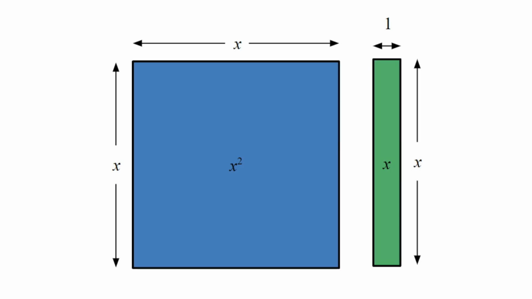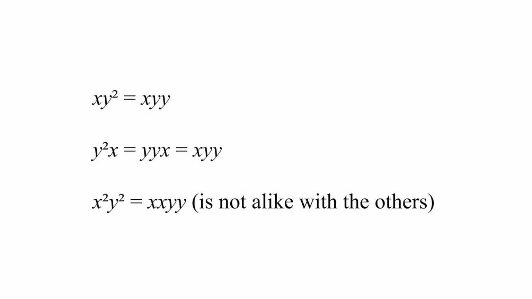Algebra tiles are useful for visually showing the difference between x and x squared terms. Algebraic terms that have the exact same algebraic factors are often called like terms. If we expand the product of powers of algebraic factors and write them in the same order, we should have exactly the same product. Students often have a misconception that it only needs to have the same letter.